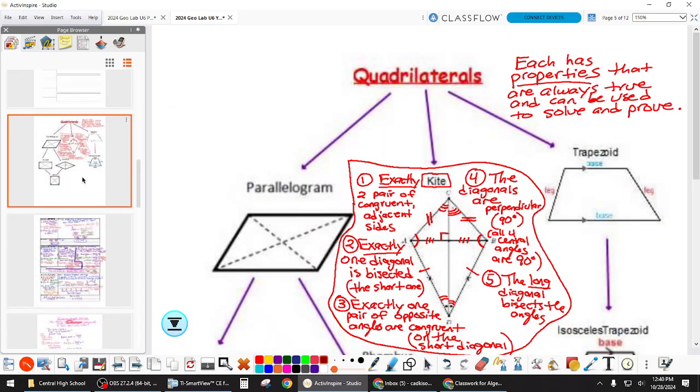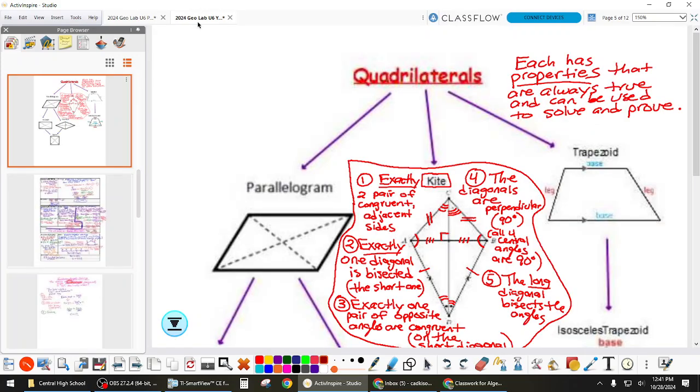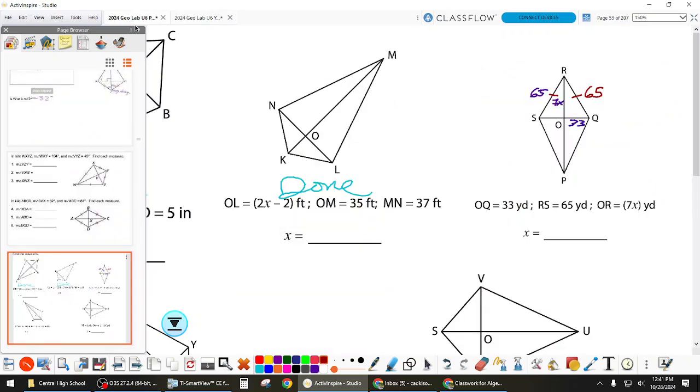So, could I use the fact that we have some congruent sides in this problem? Well, yeah. I have a side length called 65. I should copy that over here. Maybe I don't need it. Maybe it won't help. But if it is helpful and I don't do it, that's a problem, right? All right, next property. Exactly one diagonal is bisected. Is that helpful? Yeah, that means SQ is split in half. So that's also 33, right? Maybe I don't need that there, but maybe I do.